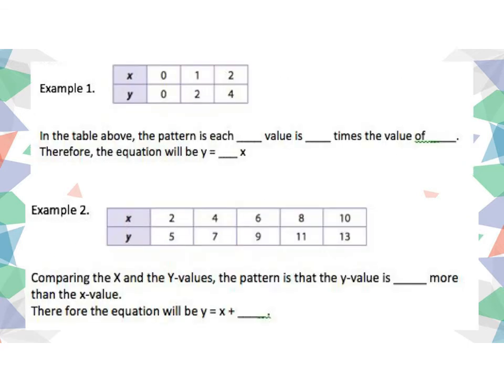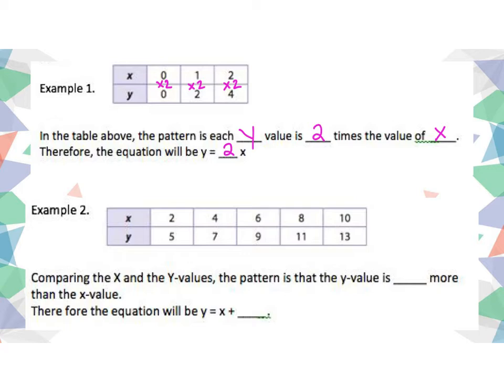Let's look at two examples of tables to find an equation. In example 1, in the table above, the pattern is each y value is 2 times the value of x. We can take x and multiply by 2 each time to get to y. Therefore, the equation will be y equals 2 times x.